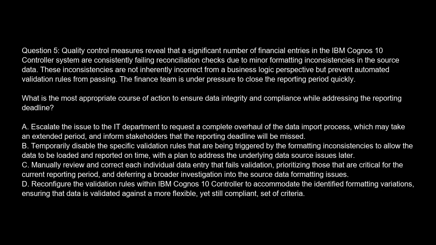Question 5. Quality control measures reveal that a significant number of financial entries in the IBM Cognos 10 Controller system are consistently failing reconciliation checks due to minor formatting inconsistencies in the source data. These inconsistencies are not inherently incorrect from a business logic perspective, but prevent automated validation rules from passing. The finance team is under pressure to close the reporting period quickly. What is the most appropriate course of action to ensure data integrity and compliance while addressing the reporting deadline?